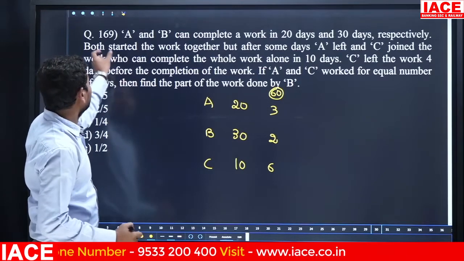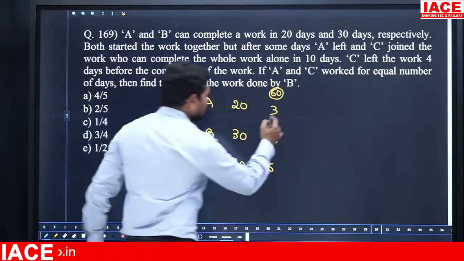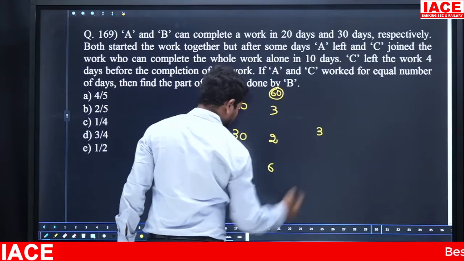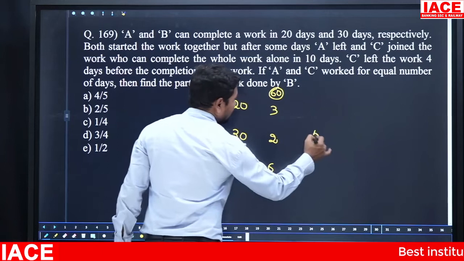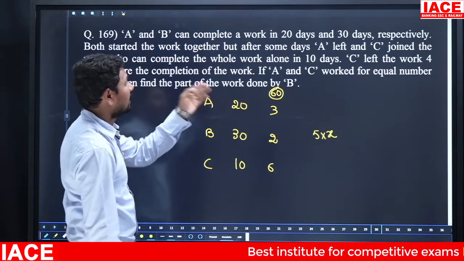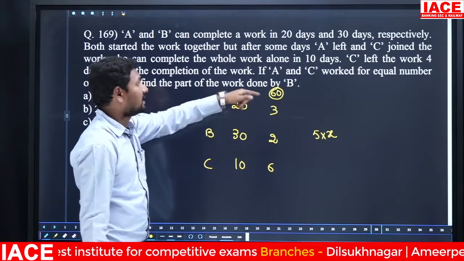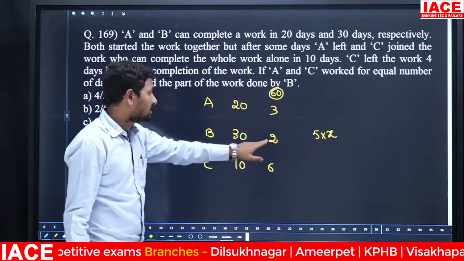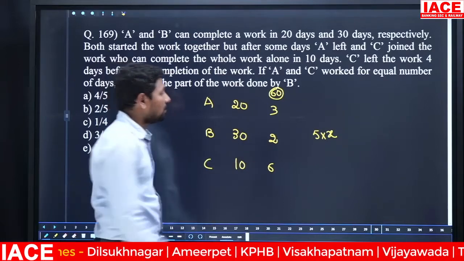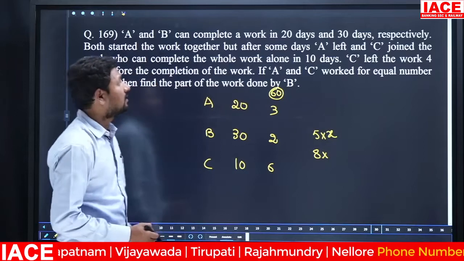And who started the work? Both started work together, but after some days. That means A plus B started work, then they worked for X days. Assume it is X days. Then A left and C joined work. C can complete the whole work in how many days? 10 days. Then A left means the remaining person is B, 2. 2 plus 6 means how many units are going? 8 units are going per day.